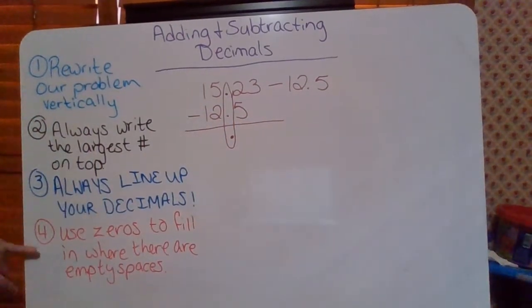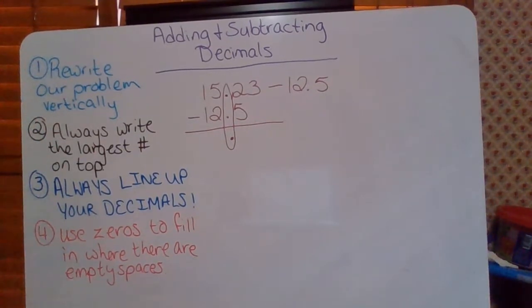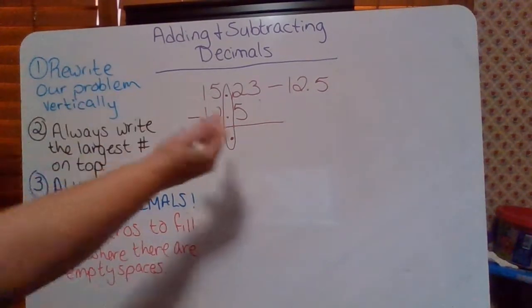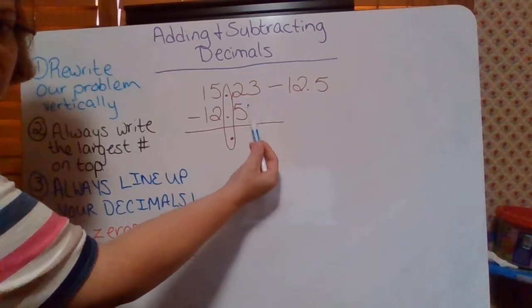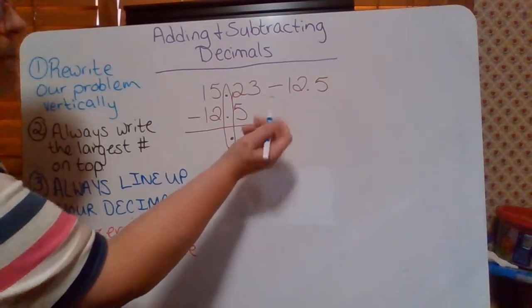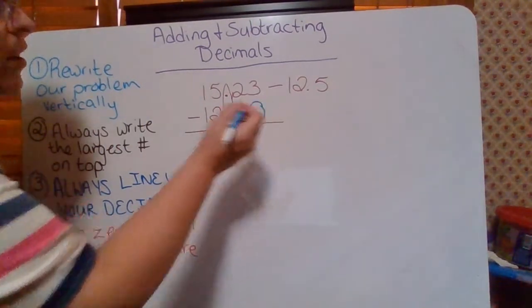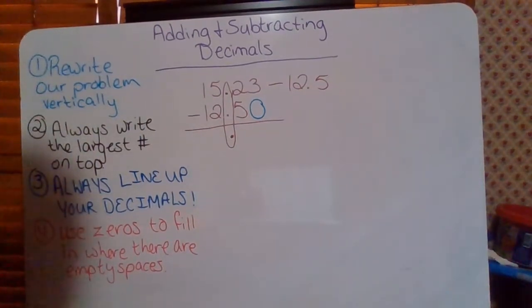Now, this last one, use zeros to fill in where there are empty spaces. Do you notice right here where the 3 has nothing under it? This is an empty space. So this is what we're talking about. You can put a 0 there. We can add zeros all day long. It's not going to change the value. It just helps us see things better.